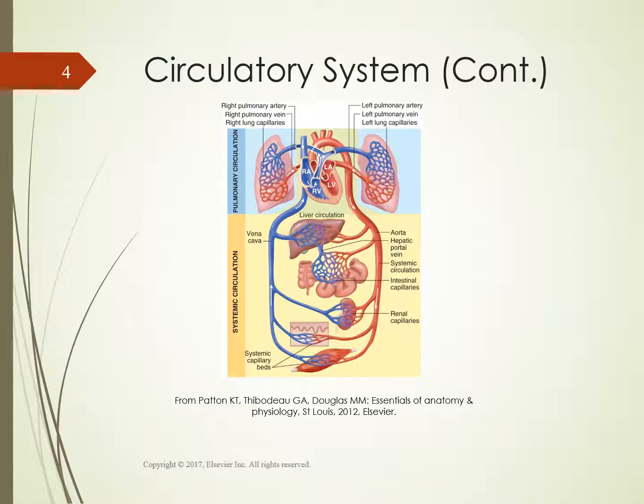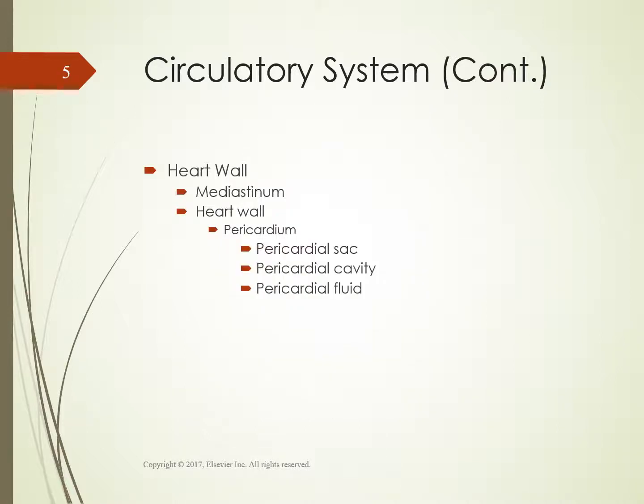Here's just a good pictorial of looking at the circulatory system so you can see how the blood flows and how it's oxygenated and not oxygenated. So when we're talking about the heart, we're going to talk about the heart wall and the mediastinum. And so when we're talking about this, we're talking about the three layers enclosed in the pericardium.